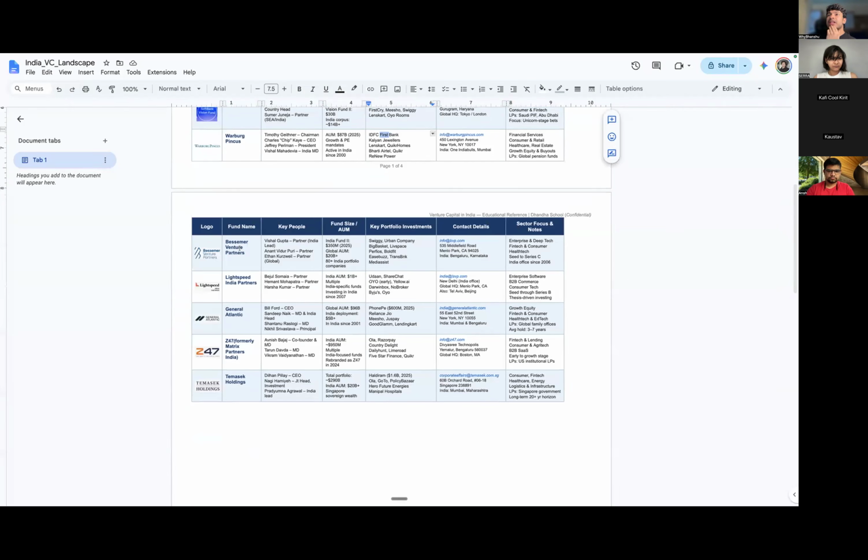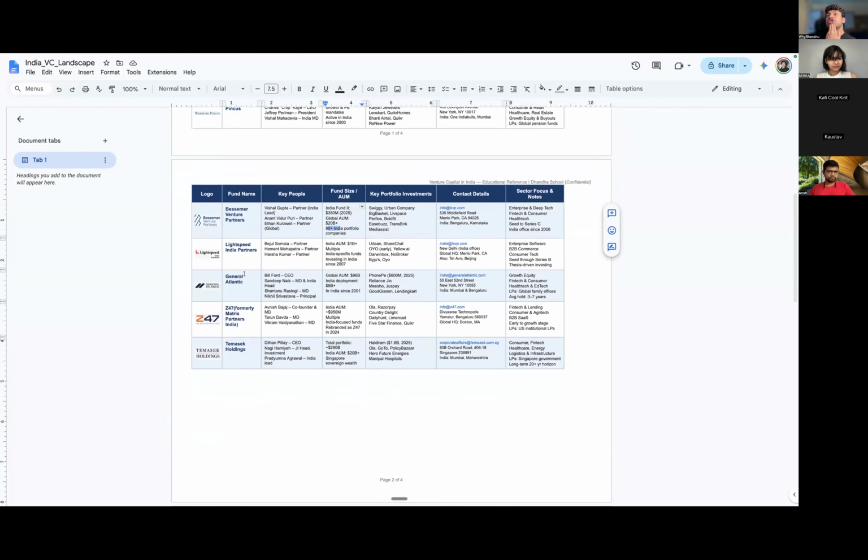Then you have Bessemer Venture Partners, again a fund which is not very well known, but fairly active. 350 million is their fund too. Global AUM is pretty big. In India, they have around 80 plus portfolio companies. This is their details, and so on.